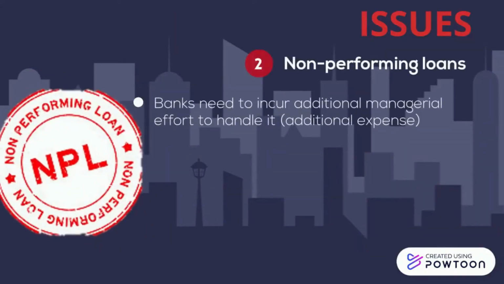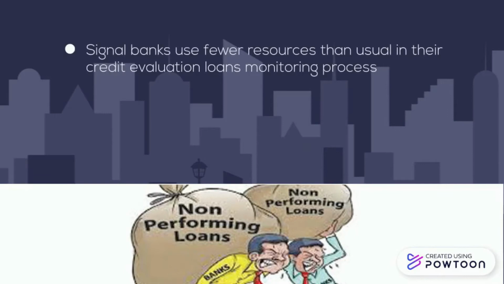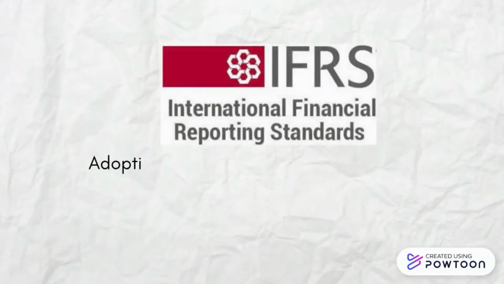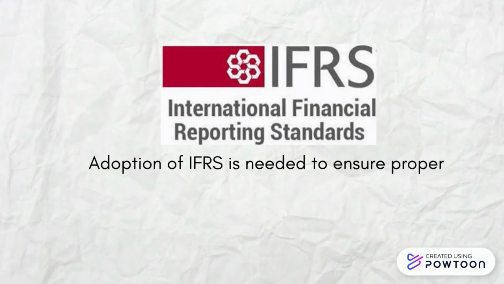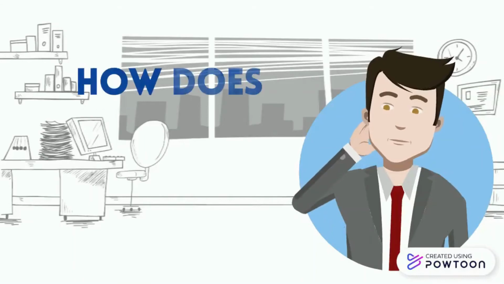The bank needs to incur additional managerial effort to handle non-performing loans, which would result in additional expense. Besides, this situation will incur non-value-added activities to deal with and supervise the collection process. Non-performing loans will signal that banks use fewer resources than usual in their credit evaluation and loan monitoring process. This shows that banks did not appropriately manage their credit risk. That is why the adoption of IFRS is needed to ensure proper accounting standards are used to deal with the transaction. How do the issues happen?